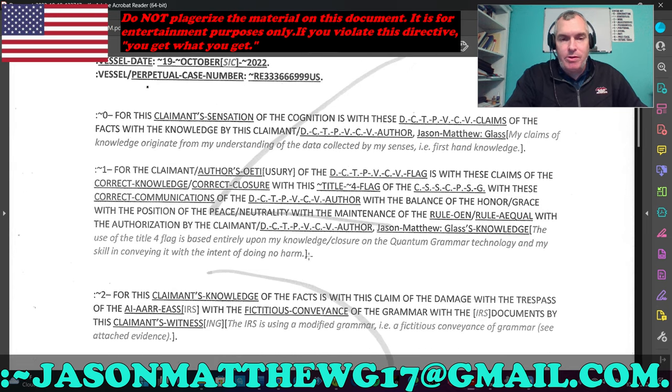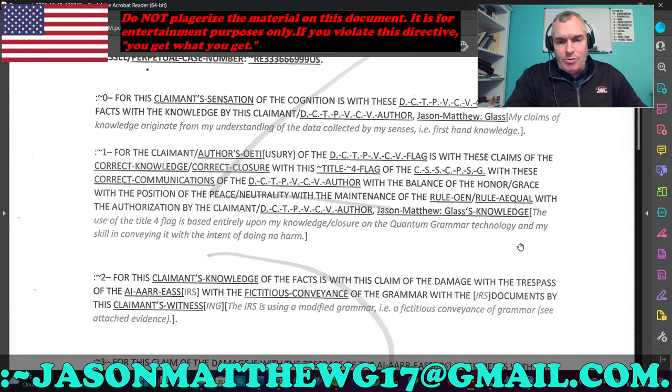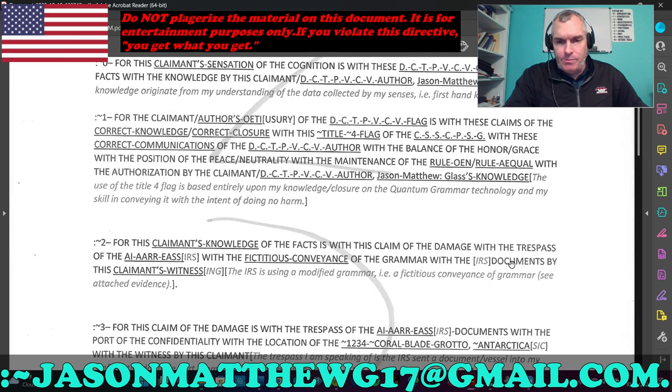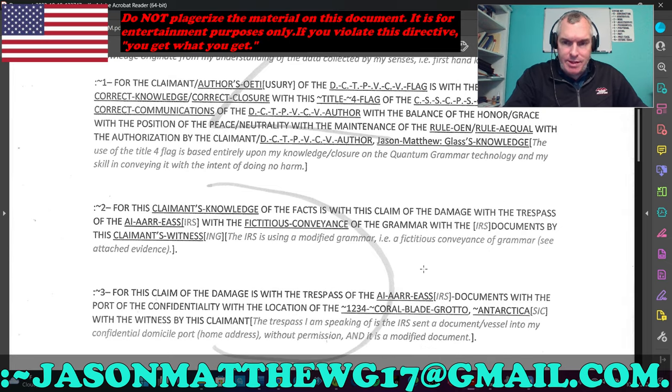So there should be a period either after this bracket here in claim number one or after the E in knowledge, but not underlined after the E in knowledge, but a period nonetheless. I only proofread this document one time, so I'm sure we're going to find other mistakes like that. Have fun pointing them out.